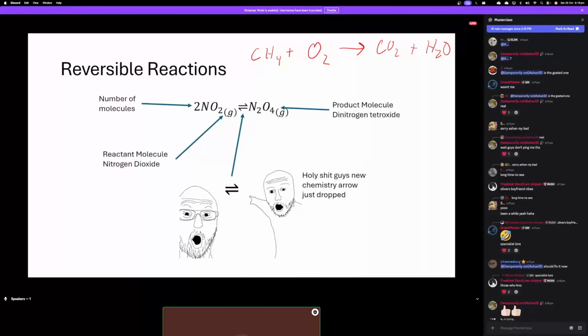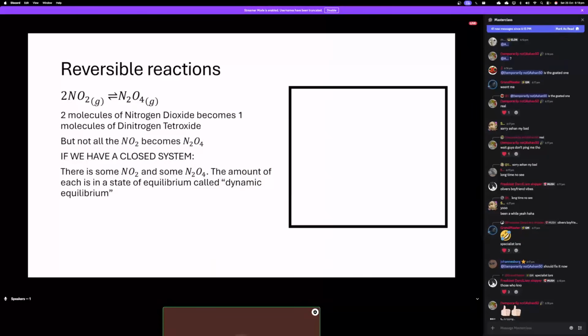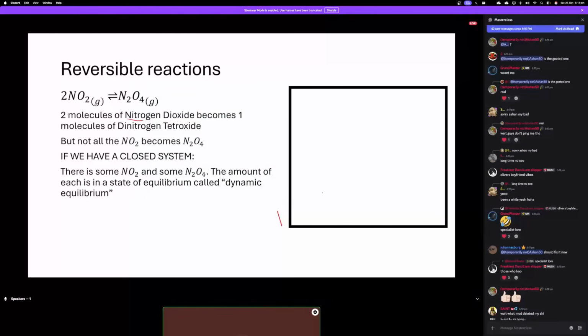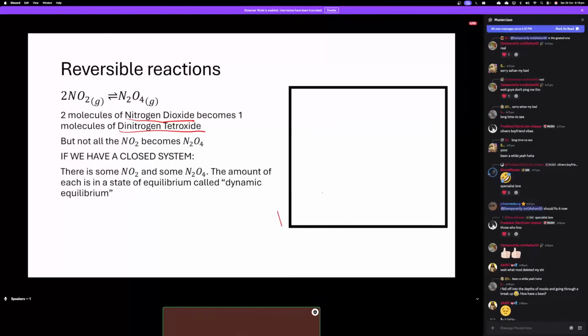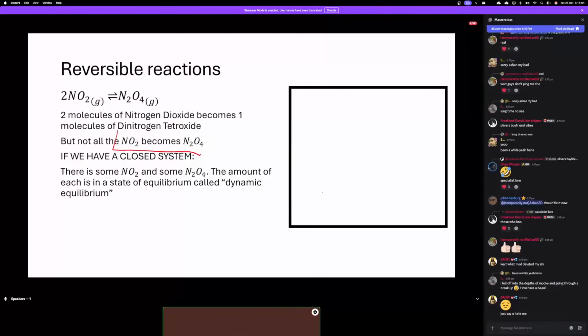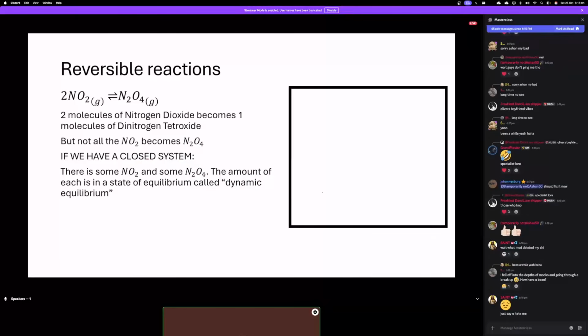Cool. So let's look at this. A reversible reaction: we have NO2 becomes N2O4. So that is 2 molecules of nitrogen dioxide become 1 molecule of dinitrogen tetroxide. But the important thing is not all the NO2 becomes N2O4. So in a closed system, we're going to have some of this, some of this.